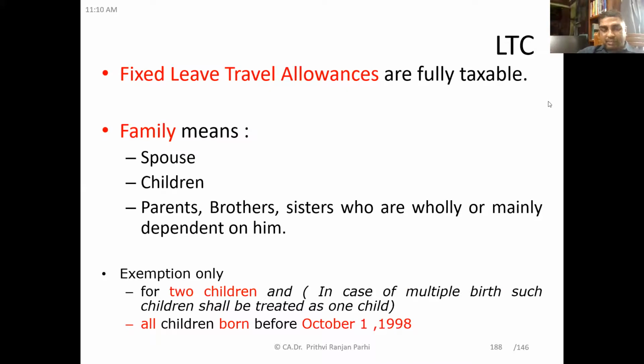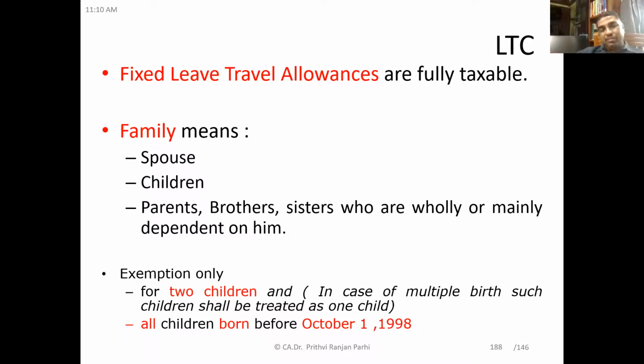Now, here we're talking about leave travel assistance and leave travel concession, not leave travel allowance. Fixed leave travel allowances are fully taxable. Fixed means irrespective of the amount spent, a fixed allowance is given. That is fully taxable. And this LTA or LTC can be availed by family members, and family means spouse, children, parents, brothers, sisters. Spouse and children are fine, but parents, brothers, sisters who are wholly or mainly dependent on the employee will be included.